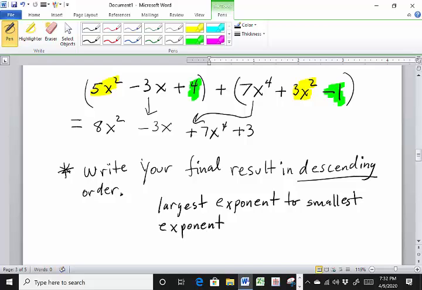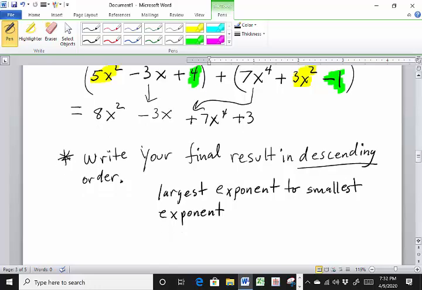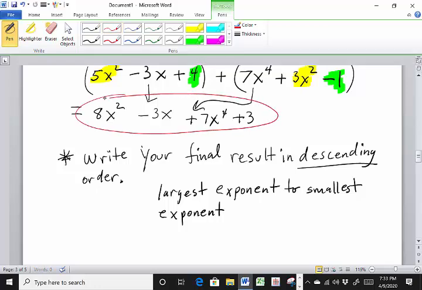All right. Now, if it was multivariable, remember you have to add the exponents together when you have a multivariable polynomial. And we'll do one of those in a little bit. So if we look at this final result right here, what's the largest exponent? Well, x to the 4th. So we'll write this as 7x to the 4th. That will be the first one.